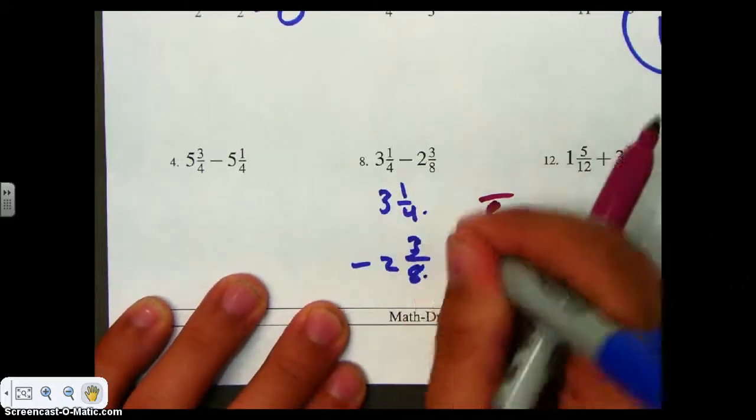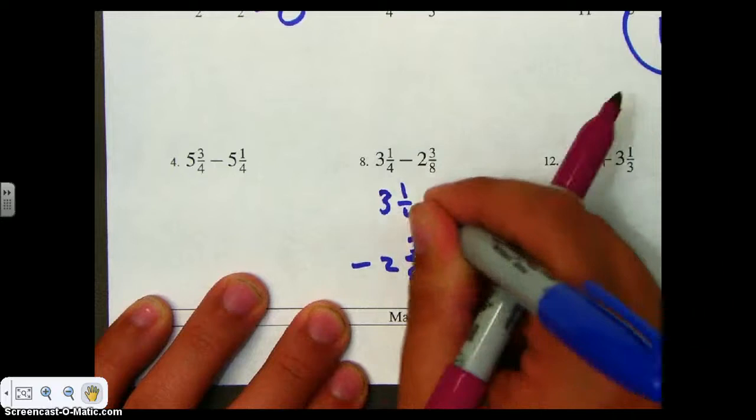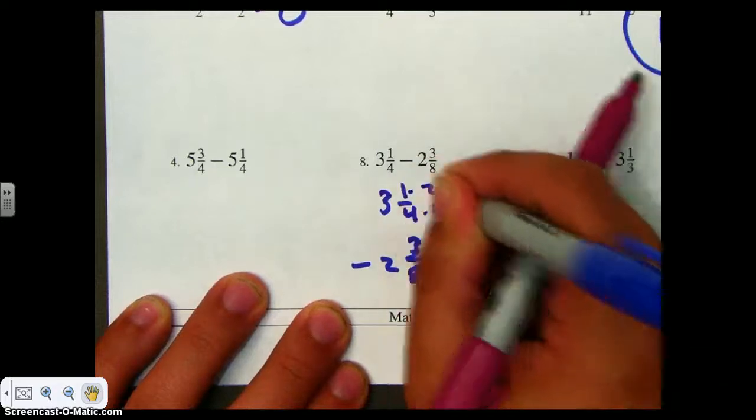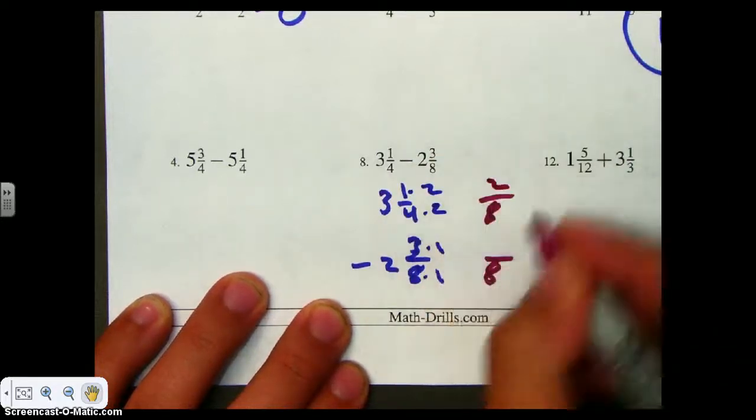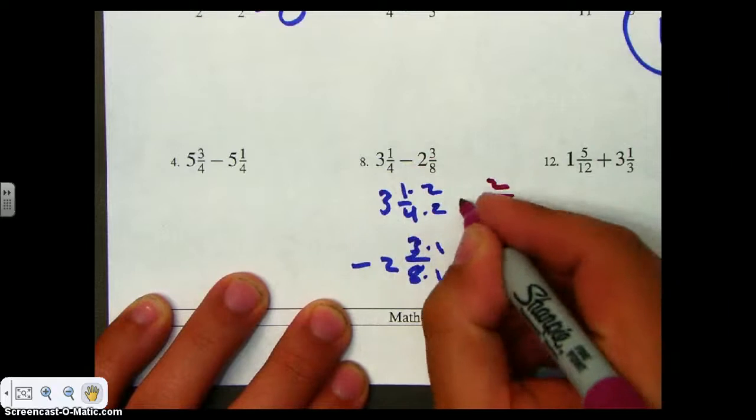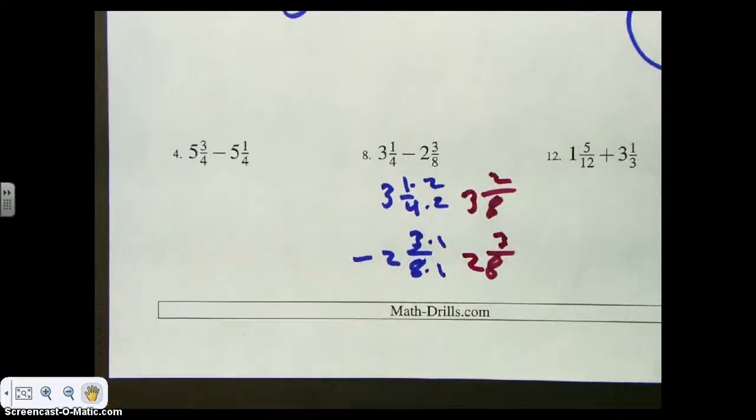Now let's write our equivalent fractions. Well, 8 times 1, so 3 times 1. 4 times 2 makes 8, so we're going to multiply 1 times 2. 1 times 2 is 2. 3 times 1 is 3. And we'll copy our whole numbers.